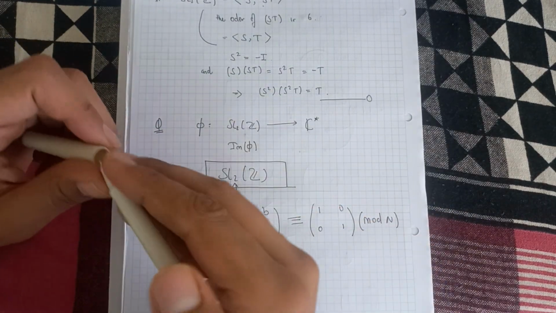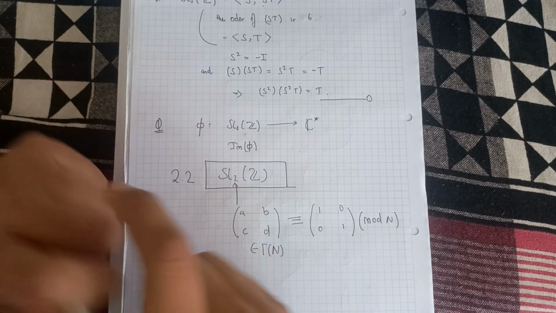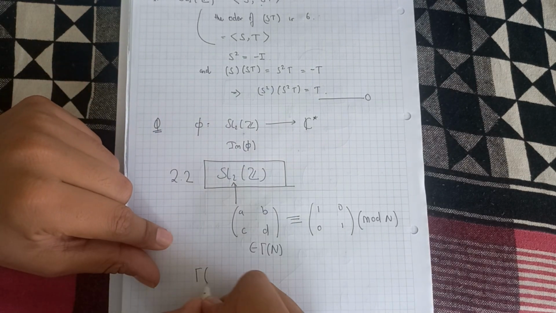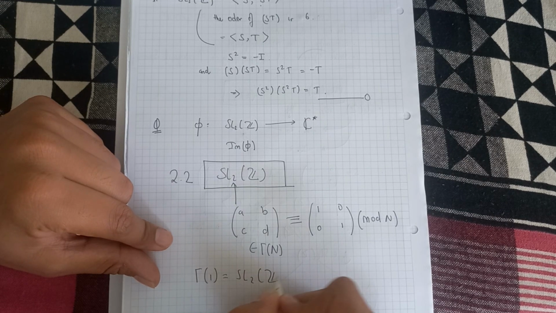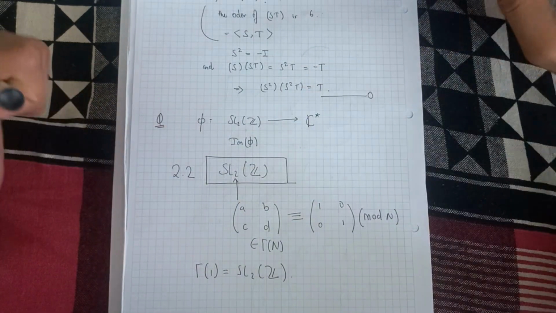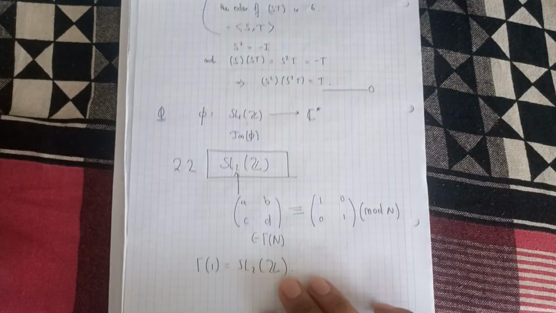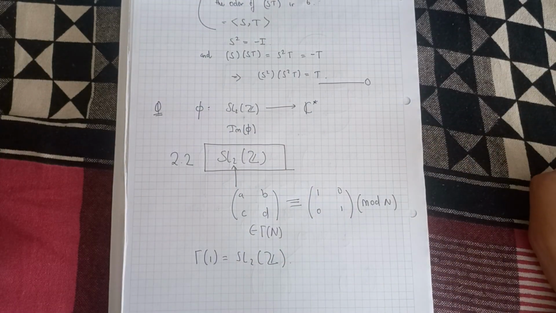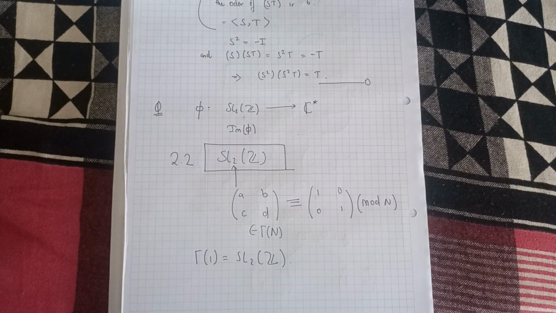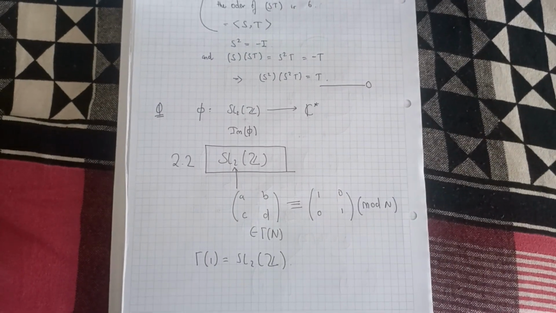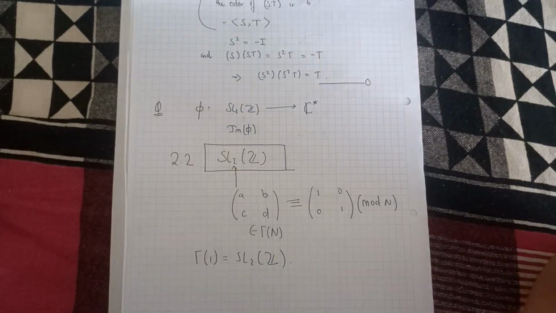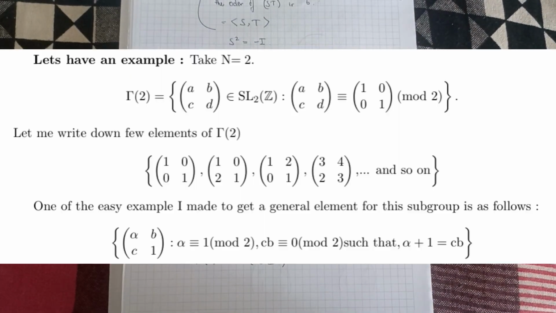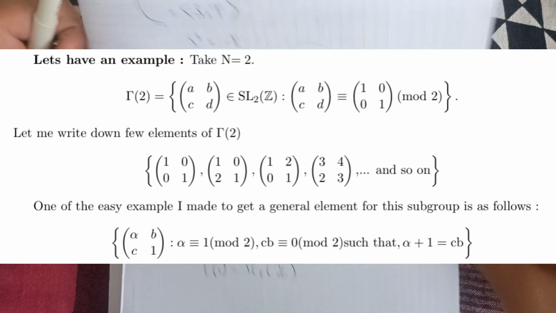And as you read over here, in particular gamma 1 is taken to be the full modular group. Yes. And now we will see an example. All this theory is so abstract if you just read it for the first time, so I try to give an example.